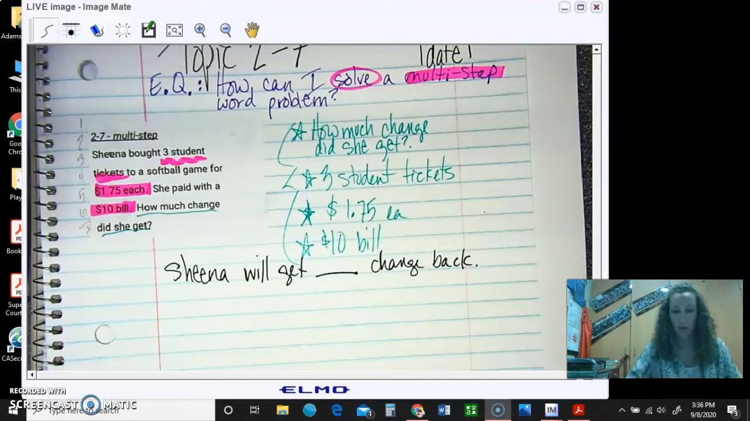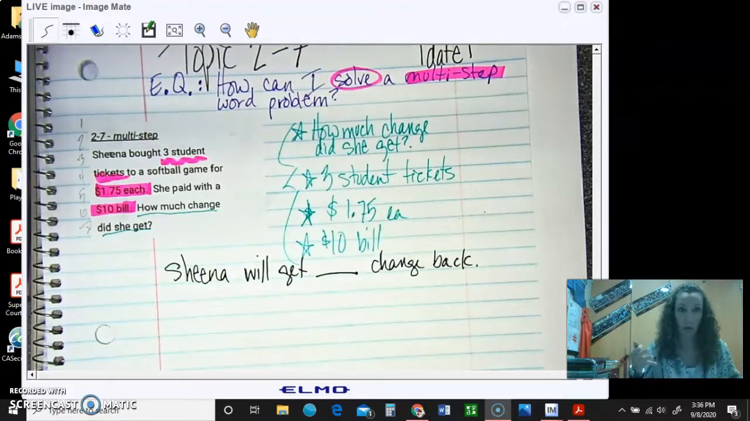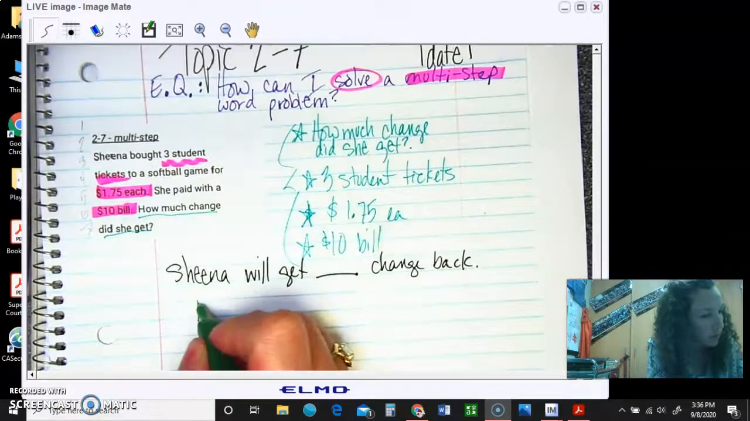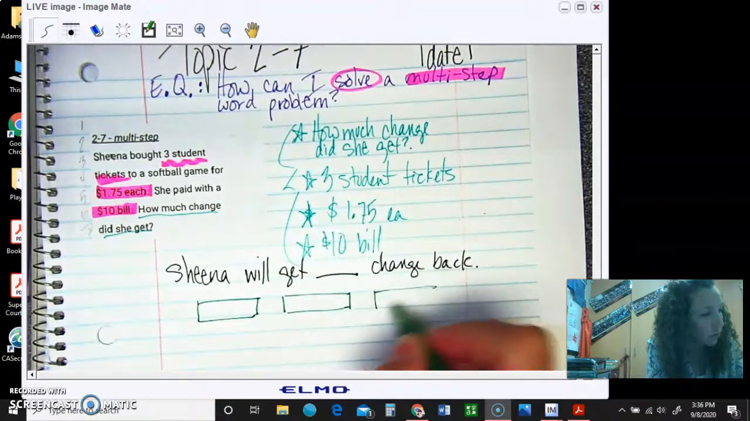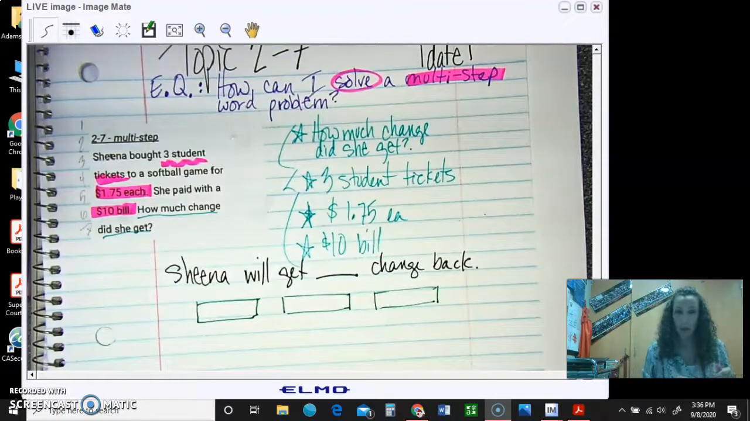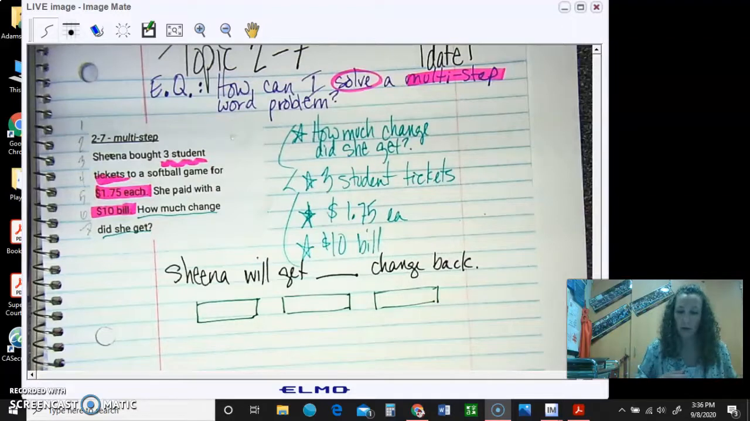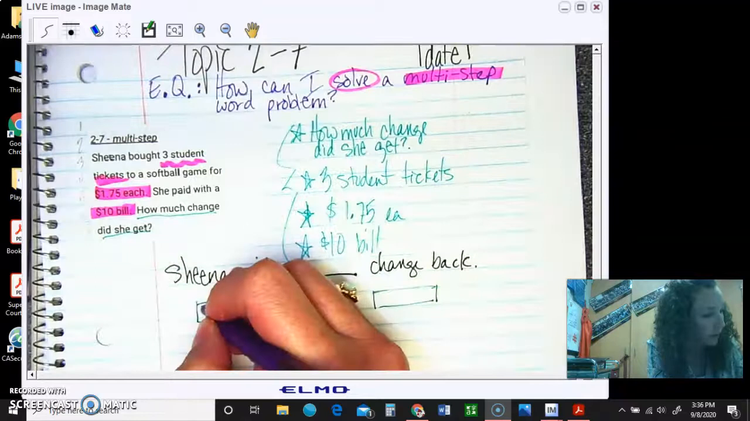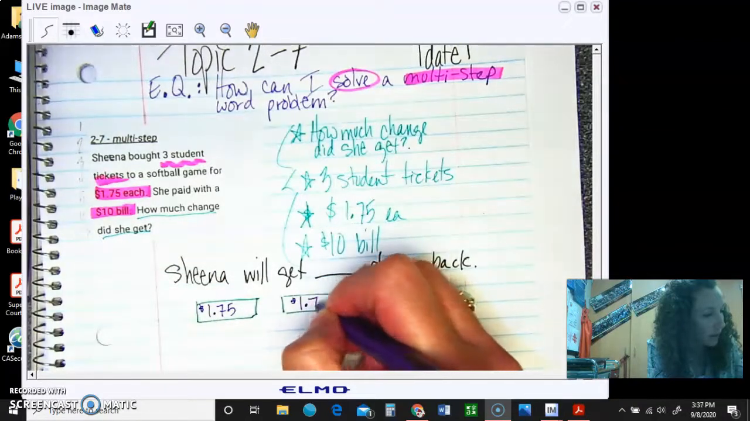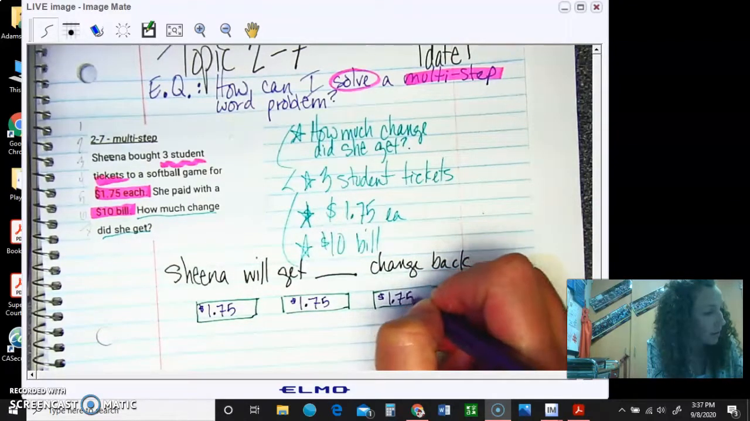Okay, so I'm going to draw a quick picture. She wants to buy 3 tickets, so I'm going to draw 3 tickets: 1, 2, 3 tickets. What's some more information that I can add to that drawing? Each ticket is $1.75, so I'm going to put that. This ticket costs $1.75, and this ticket costs $1.75, and this ticket costs $1.75.